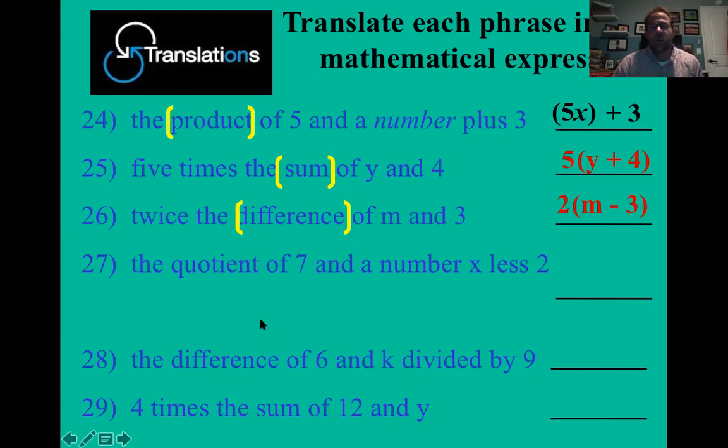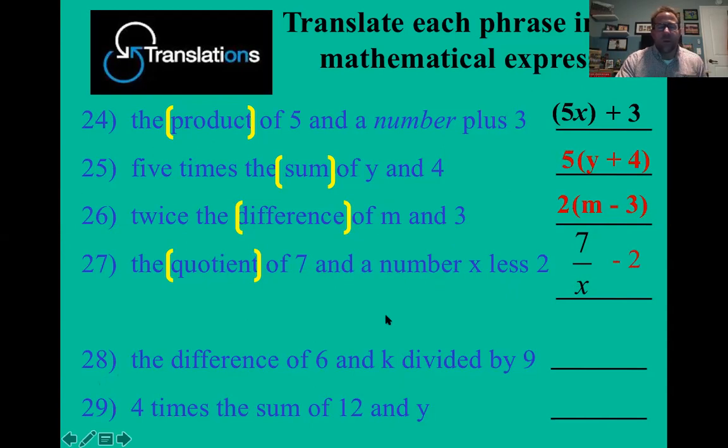Okay, number 27, the quotient of 7 and a number x less 2. There's your private party word, so who got invited to the private party? Private party would be the number 7 and the number x, or the variable x. So this would be 7 divided by x. This is the word quotient, divide, 7 divided by x. And then less 2 would be minus 2. And we could put parentheses around this whole thing if we wanted, because it's a private party, 7 and x. They're at a dividing private party.